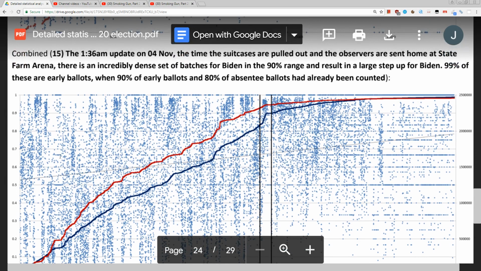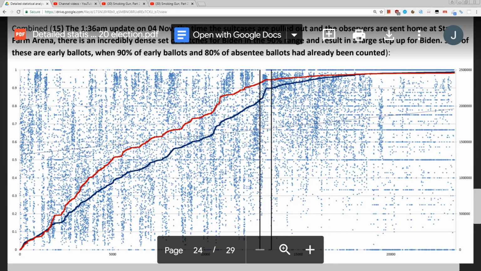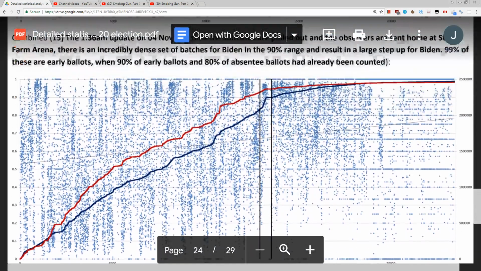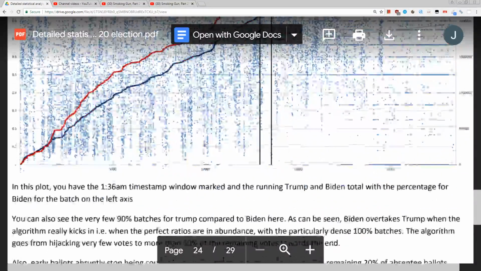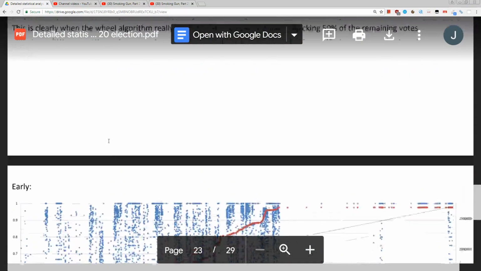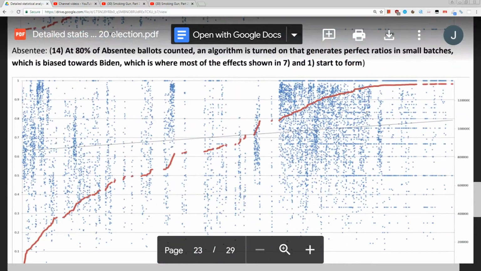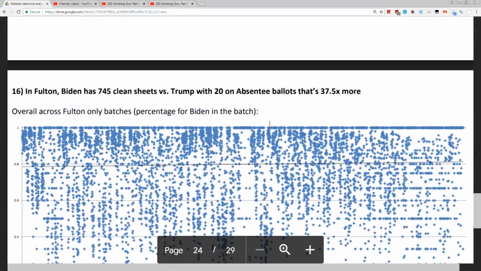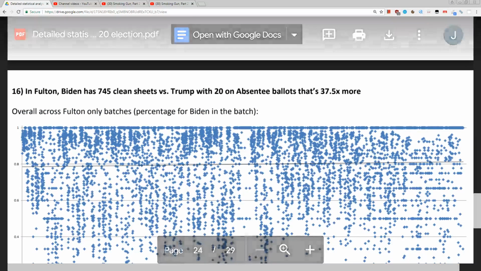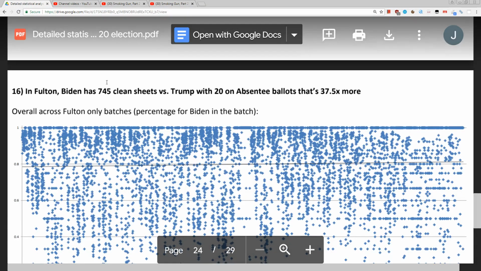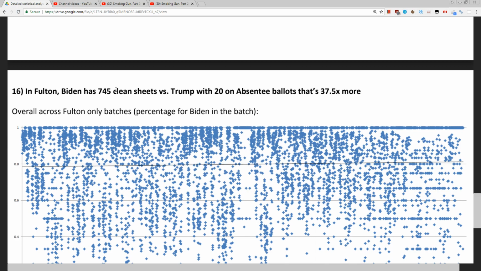And yes, absentee ballots seem to be trending in favor of Biden. Actually, this is overall. When you look at it, early seems to trend in favor of Biden, and absentee trends in favor of Biden. So over time, in Fulton, Biden has 745 at 100%. Trump has 20, so that's 37.5 times more.